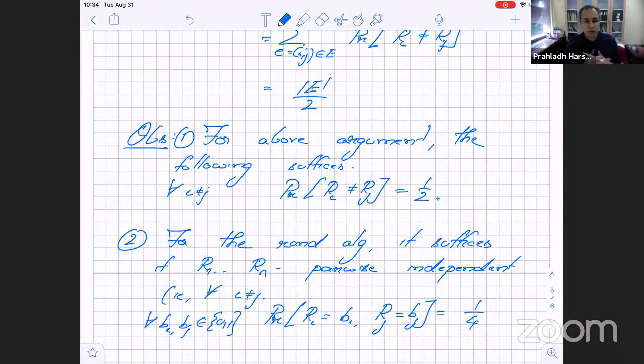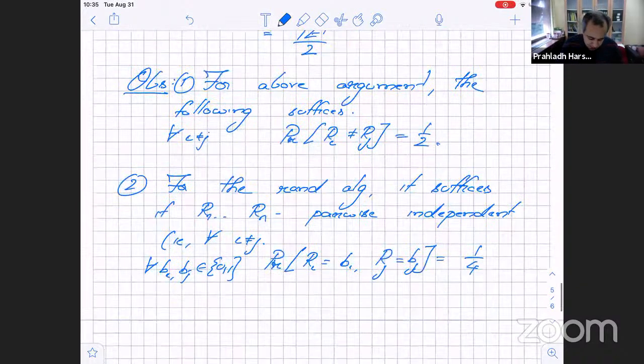I don't need to know that all the n coins are completely independent. If I manage to pick a bunch of coins such that this property is satisfied, that will still give me a cut whose expected value is |E|/2. The analysis only requires this property. It doesn't require anything more of the random coins. Are people with me so far?